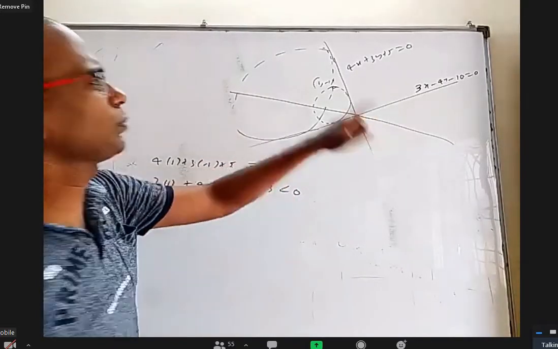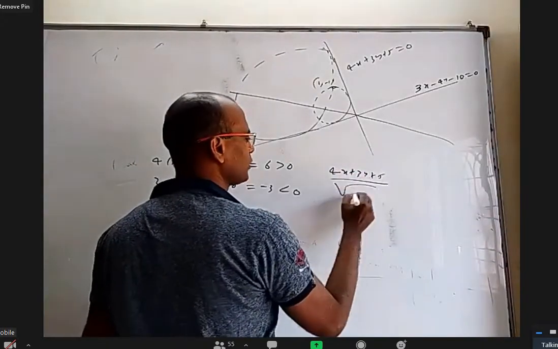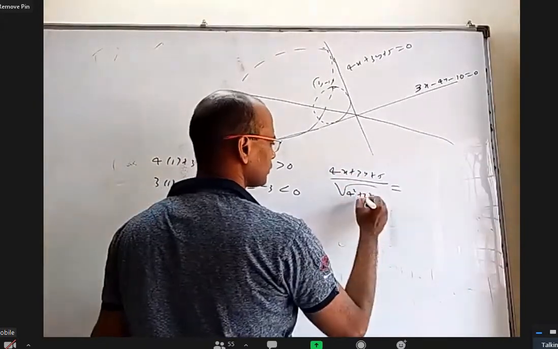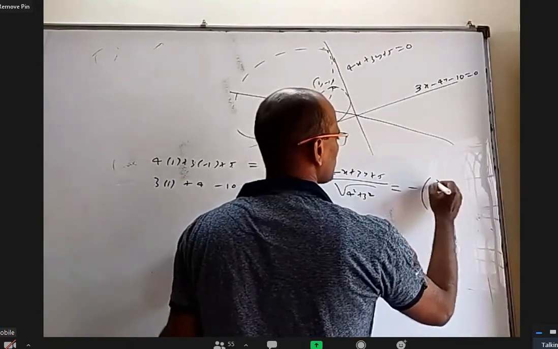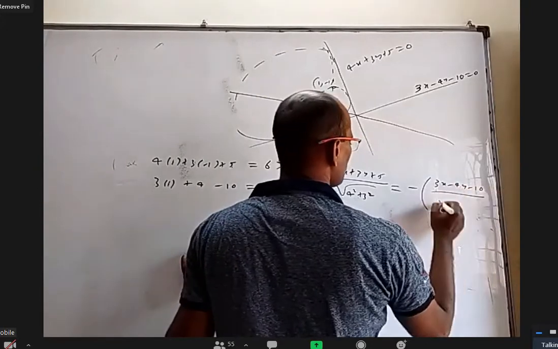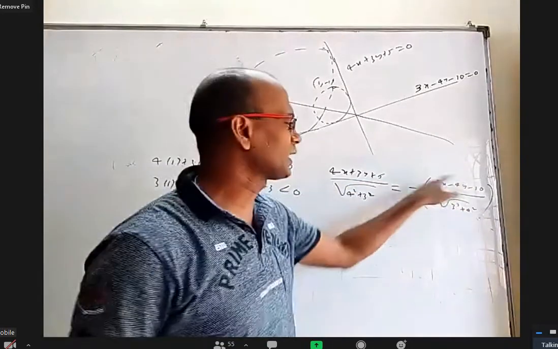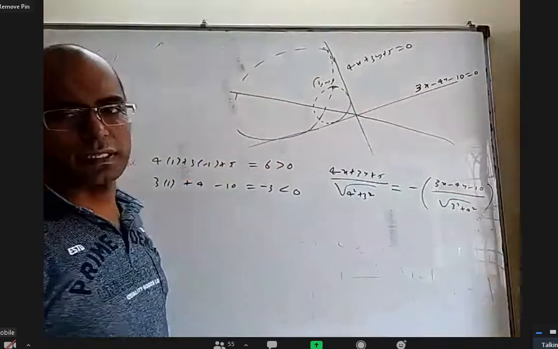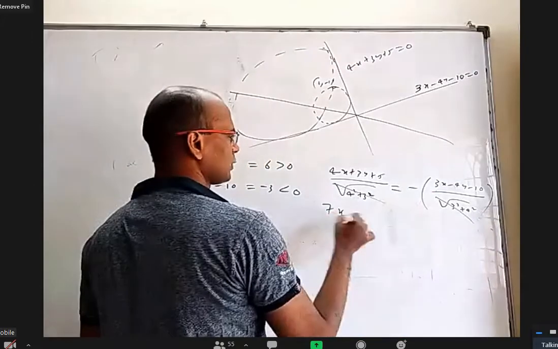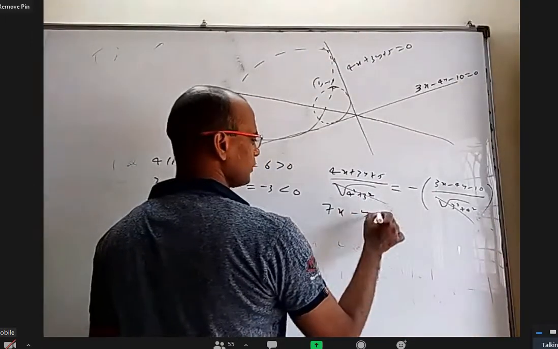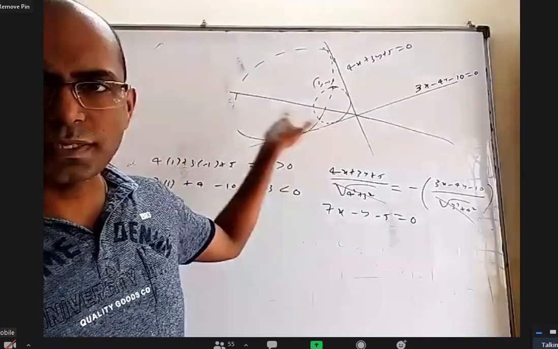So if you want this angle bisector, it has to be (4x plus 3y plus 5) by root of 4 square plus 3 square equal to minus of (3x minus 4y minus 10) by root of 3 square plus 4 square. I got minus because this is negative. With minus it will be positive. Both are positive distances now. I can cancel this. Now when I add, I'll get 7x minus y minus 5 equal to 0. So this particular angular bisector equation is this.